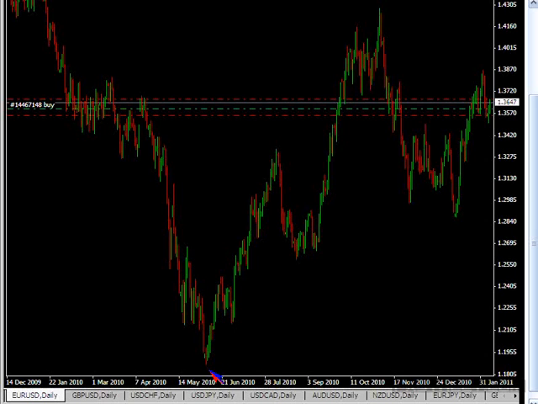The first thing I like to do is draw our support and resistance. Support and resistance is drawn from the lowest low to the second lowest low. If the market then breaks that low, we have to readjust the line. So we would draw our support level as follows.